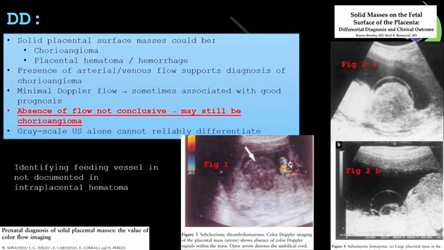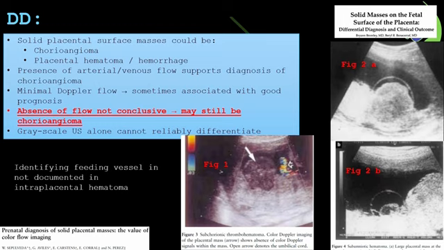Presence of arterial or venous flow within the lesion strongly supports the diagnosis of chorioangioma. On the other hand, the absence of flow is not conclusive, as some chorioangiomas may still appear avascular. Therefore, grayscale imaging alone cannot reliably distinguish between chorioangioma and placental hematoma.